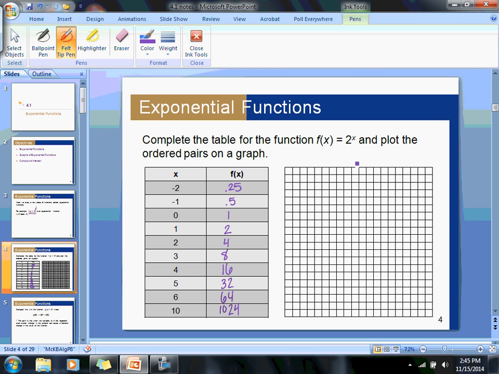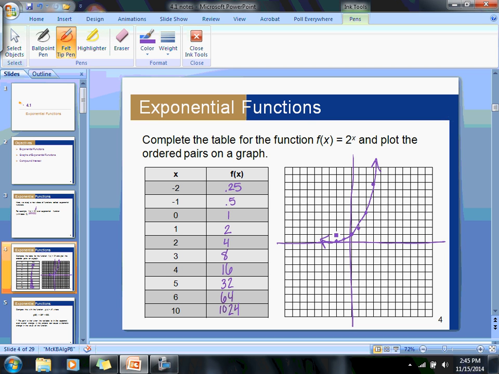So if we go to graph this, you're going to see this shape take form really, really quickly. Okay, at -2, we've got 1/4. At -1, we've got 1/2. At 0, we have 1. And then at 1, we have 2. At 2, we have 4. At 3, we have 8. So you can see that this graph is going to make a really sharp curve really early on.